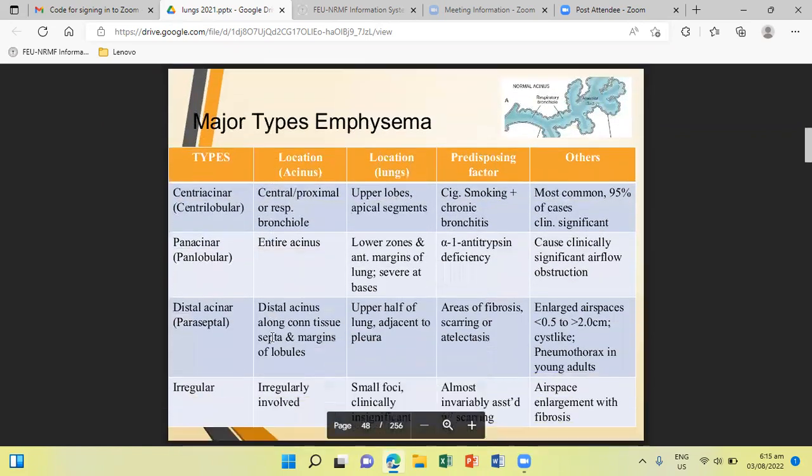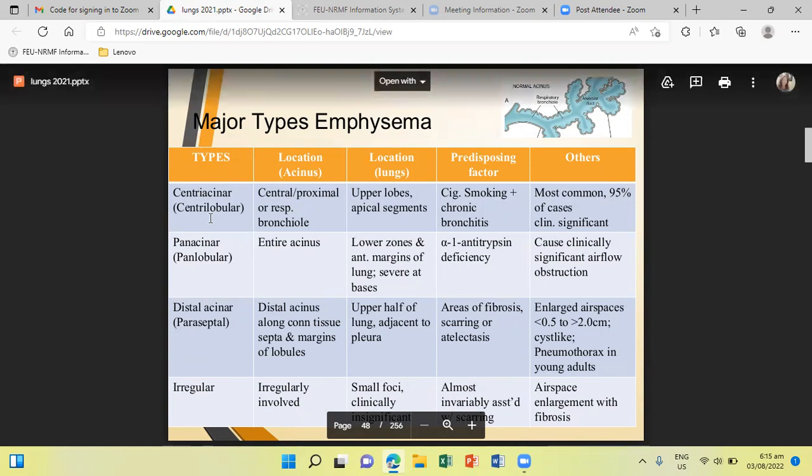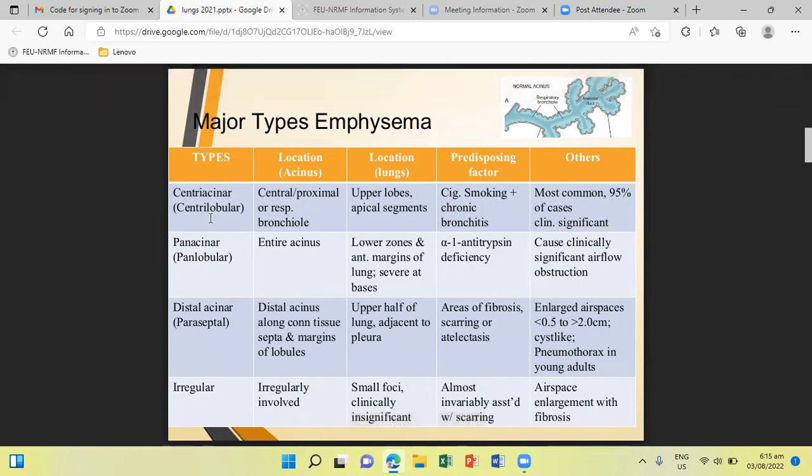Now, this table differentiates the types of emphysema. When you say centriacinar, otherwise known as centrilobular, from the term itself, the centri tells you that the involvement is in the central or proximal parts of the acinus. It is formed by respiratory bronchioles, and the distal alveoli are spared. Thus, both emphysematous and normal air spaces exist within the same acinus and lobule.